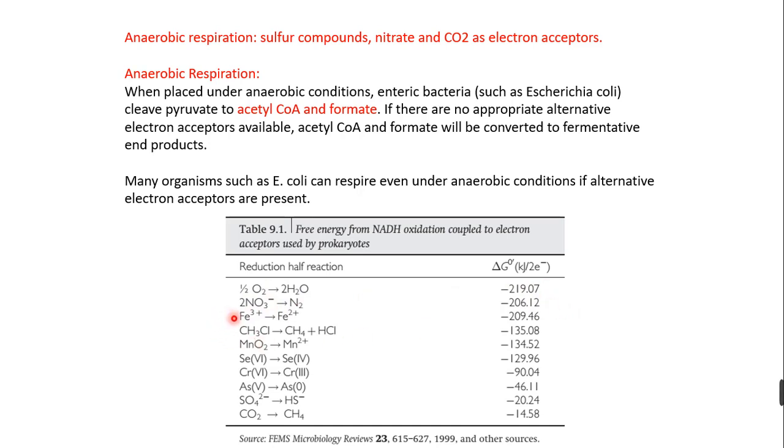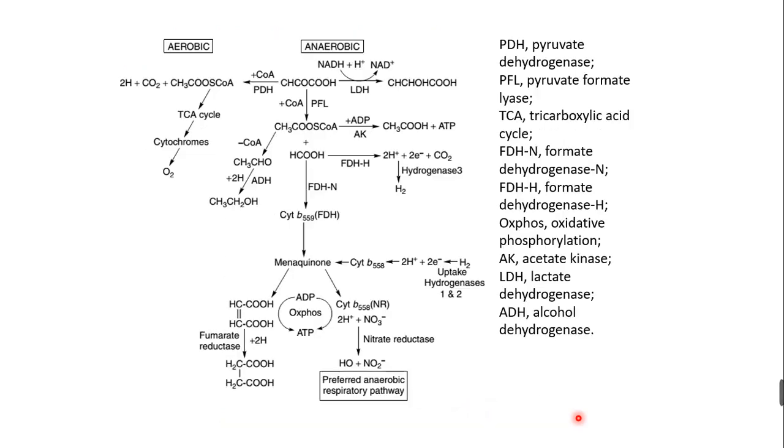And if it is Fe3+, that is 209, and CH3Cl producing methane, CH4, that is minus 135, and MnO2, manganese, 134, and selenium 129, and chromium 90, and As 46, SO4 20, and CO2 to CH4, that is minus 14. And these are the examples of anaerobic respiration. This is the aerobic part we already studied, and this is the anaerobic part.